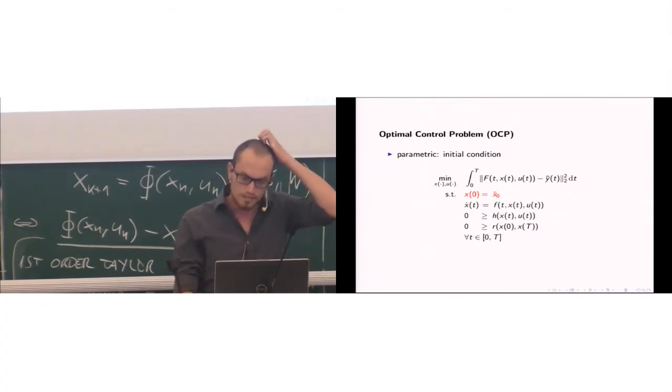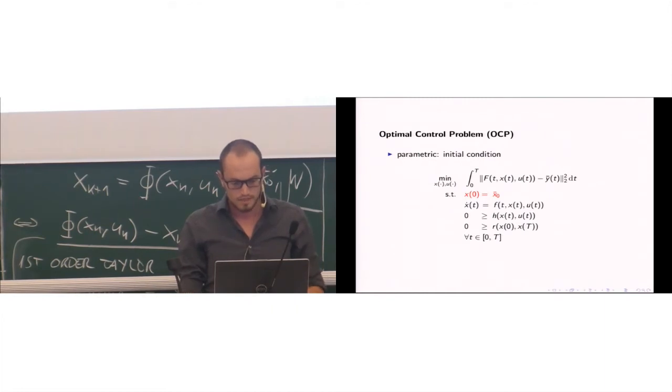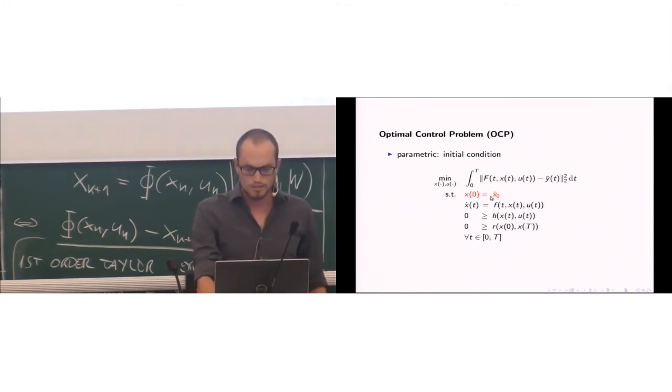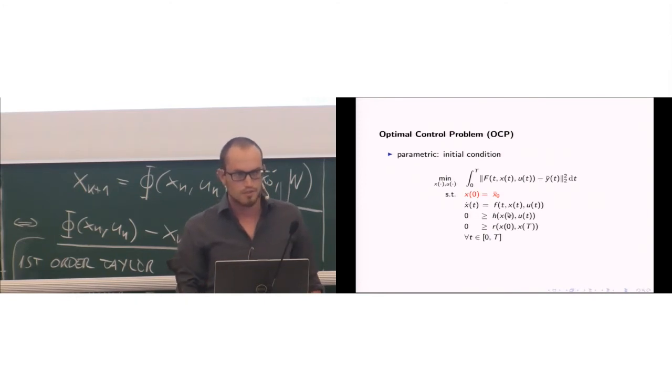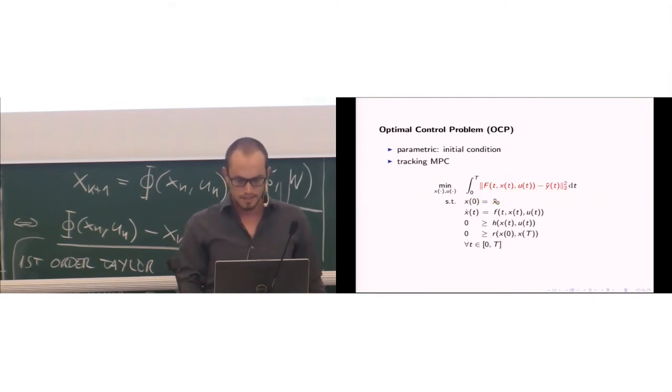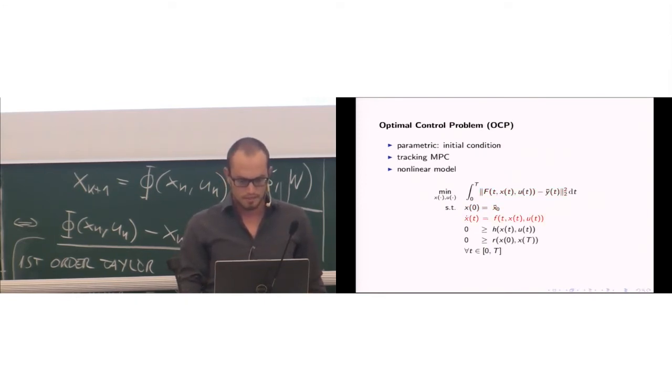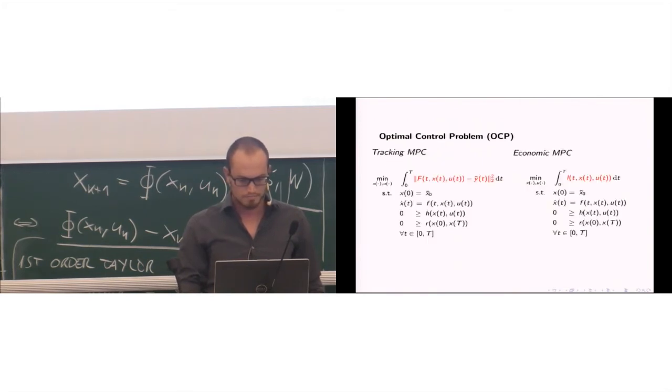Then in addition, there are much fewer assumptions in a sense, because we can have very nonlinear dynamics. We can even have DAEs instead of ODEs. We can have nonlinear path constraints and terminal constraints and so on. So in the constraints, we're less restrictive, let's say. As said, it's a parametric optimization problem. This thing in red is the initial state. It changes every time you call the solver, typically. And then this is the tracking MPC cost, as I said, and the nonlinear model.